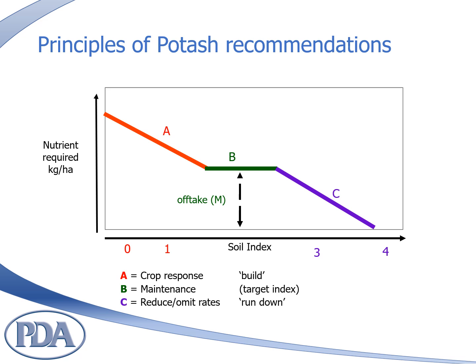And where soils are above the target, then rates can be reduced from the amounts being taken off, or in some cases omitted altogether, to run the index down, as there is no benefit to having soils that are above the target for the crops growing across the whole rotation.